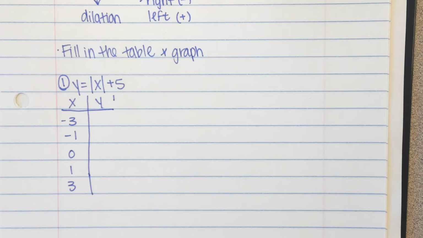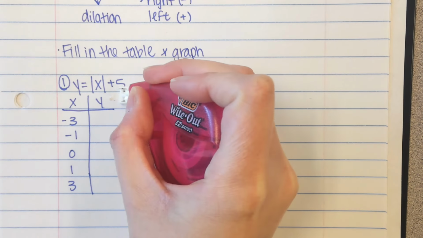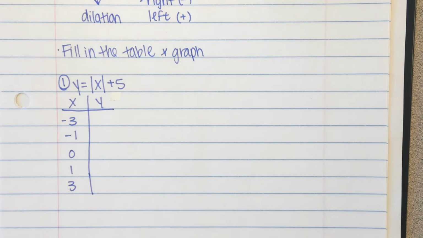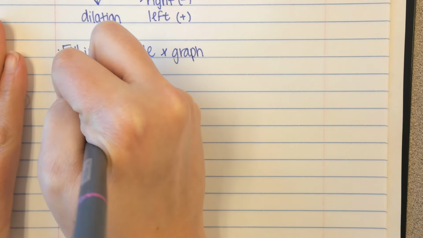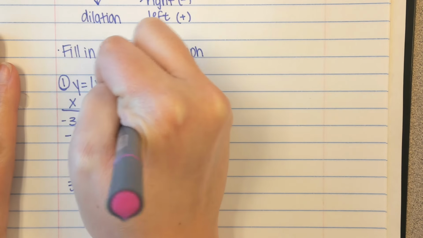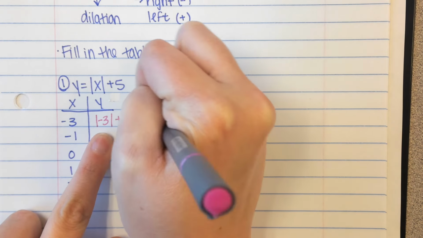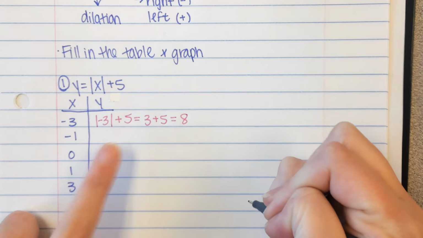We have y equals the absolute value of x plus 5. So what we're going to do here is we're just going to plug each of those x values in for x and see what we get for y. So we'll look at the table of values and then we'll look at how that translates to the graph. So the first one we have -3. So the absolute value of -3 plus 5. Absolute value of -3 is 3. So 3 plus 5 equals 8.